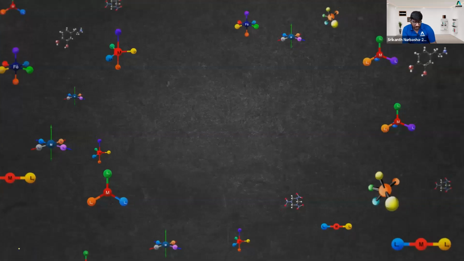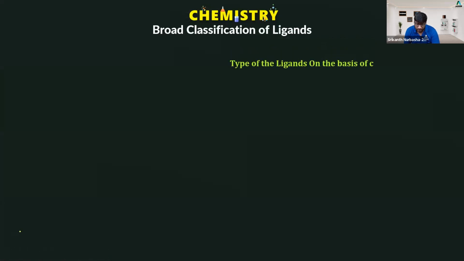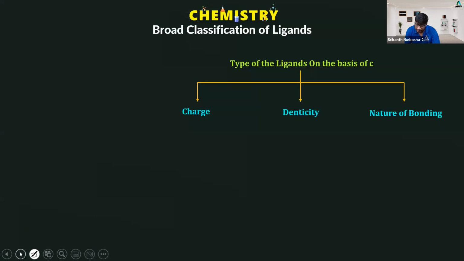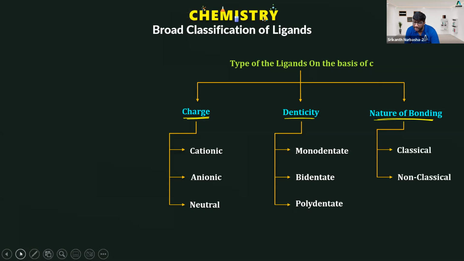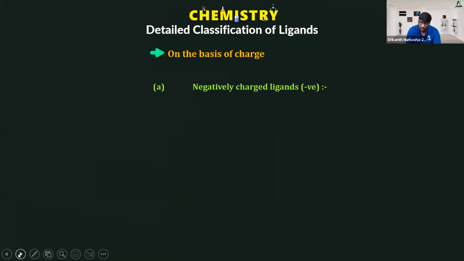So this is your first classification, students. Then we have to classify the type of ligands. Ligands are classified on the basis of charge, density, and nature of bonding. On the basis of charge, we can say cationic ligands, anionic ligands, and neutral ligands. On the basis of density, we can say monodentate, bidentate, and polydentate. On the nature of bonding, we can say classical and non-classical ligands. So let us look at one by one. Until now, we have classified central metal ions, and we have classified complexes: homoleptic, heteroleptic, perfect, imperfect, on the basis of type of complex ion. Now we are going to look at the classification of ligands on the basis of charge, density, and nature of bonding.